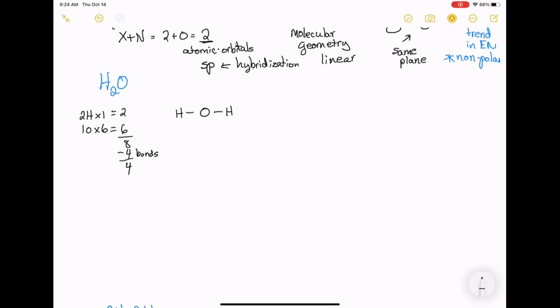The next step says to give your outer atoms an octet. Well, both of our hydrogens currently have 2, so they are content. So since our outer atoms are satisfied, we then give our central atom any electrons that remain. And we hit 0. When you hit 0, you ask, does everybody have an octet? And the answer is yes. So this is the Lewis structure for water.